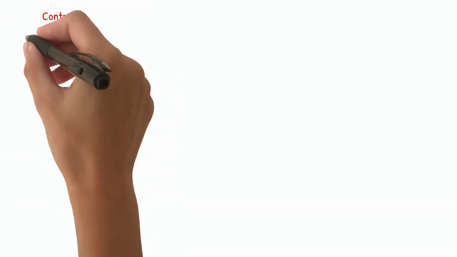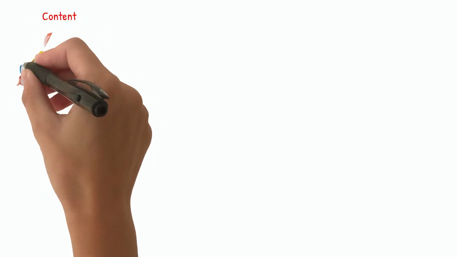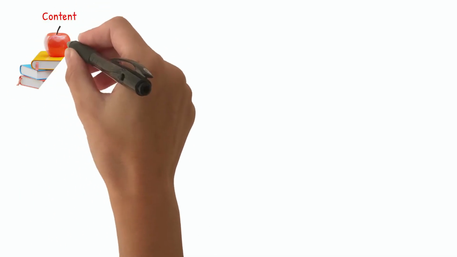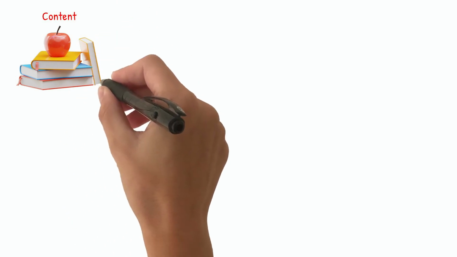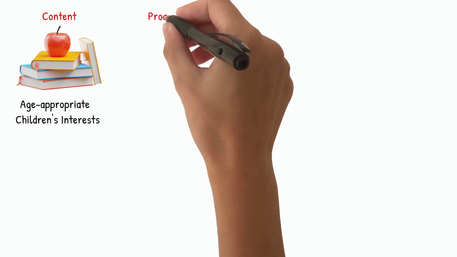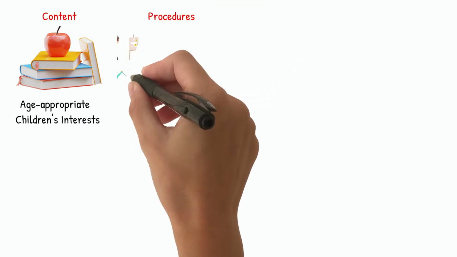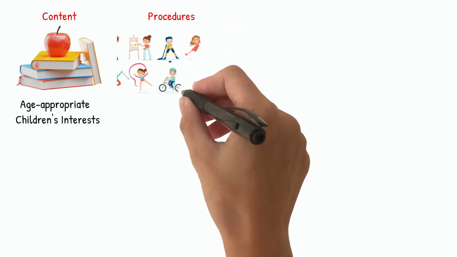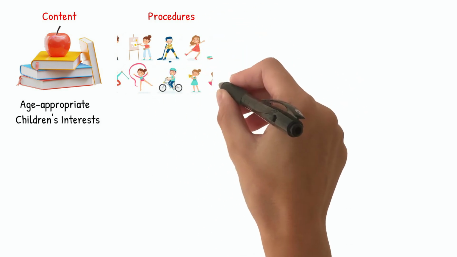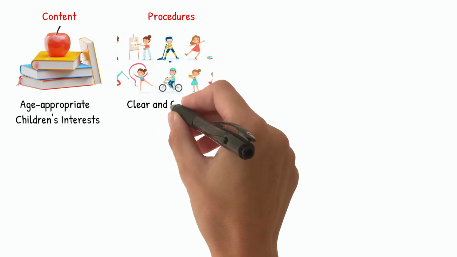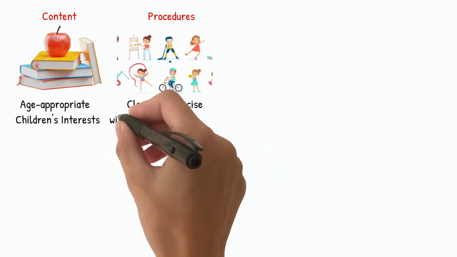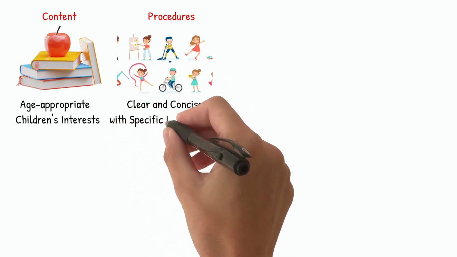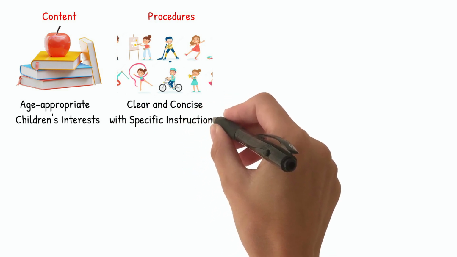Content. The content of the activity should identify the information that will be addressed and the materials needed to carry out the lesson. The content should be age-appropriate and relevant to the children's interests. Procedures. The procedures are a step-by-step description of how the teacher will implement the lesson. It should include ways to simplify the lesson to accommodate the needs of some or all the children. The procedures should be clear and concise, with specific instructions on how to carry out each step.